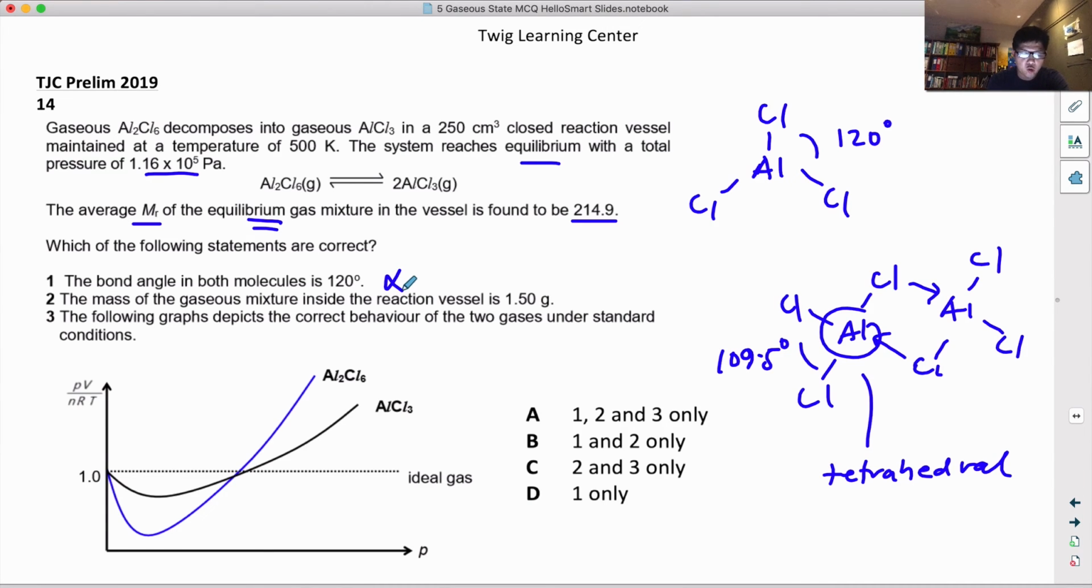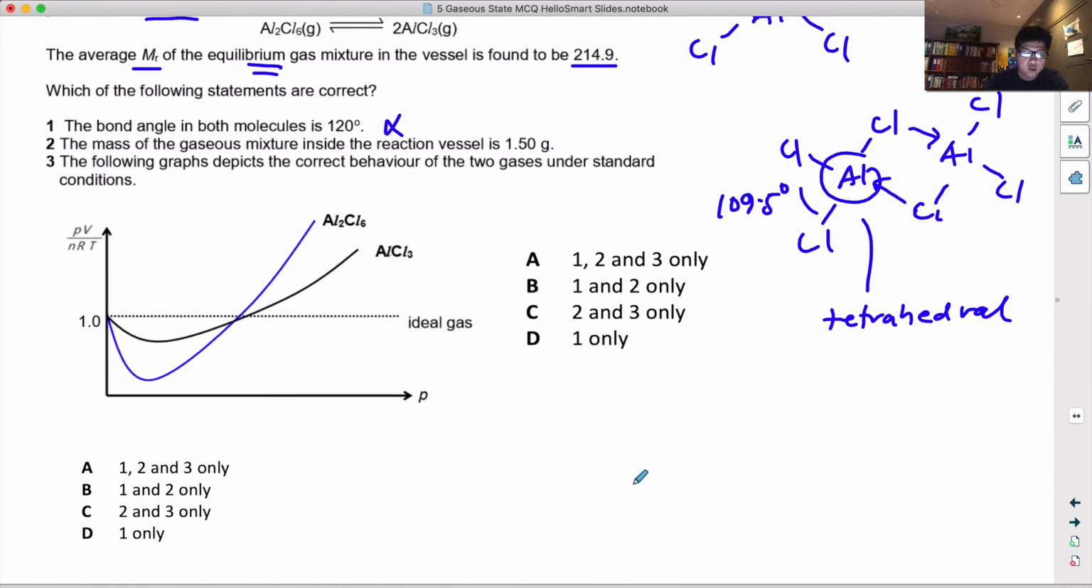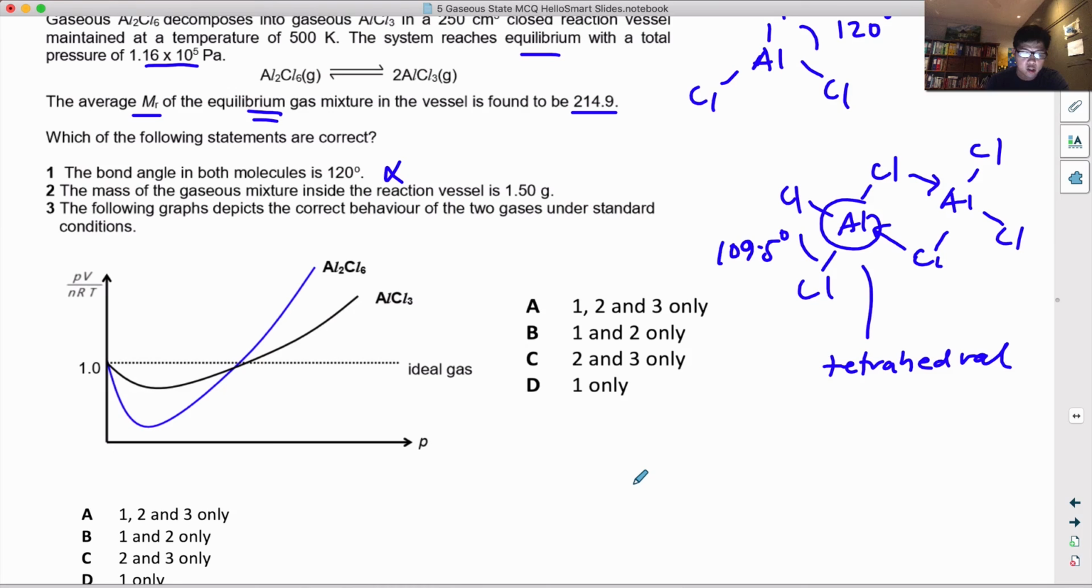Alright, so for part 2, you can actually do some calculation. They say the mass of the gaseous mixture inside was 1.5 grams. Okay, so how do you prove that? But if you look at the options, since 1 is wrong, actually the answer is obvious. It's going to be C really. Alright, but just let me show you very quickly.